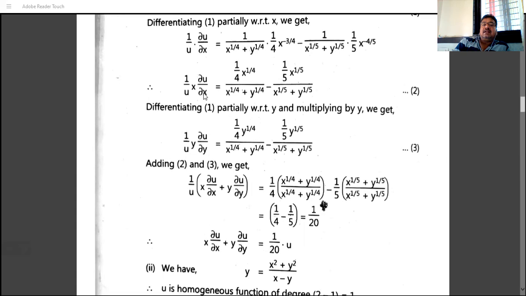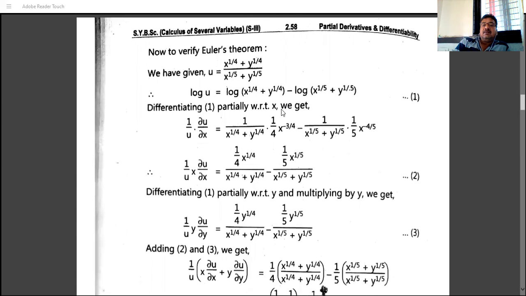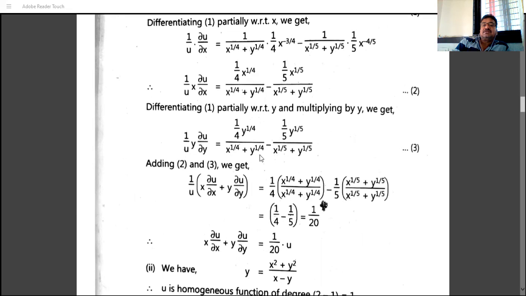Okay, directly using this second, we have this. That is the same procedure: differentiate partially with respect to y and then multiply by y, we have this. Okay. And then the addition of these 2 and 3 is 1 by u, take 1 by u as common: x ∂u/∂x plus y ∂u/∂y in bracket.